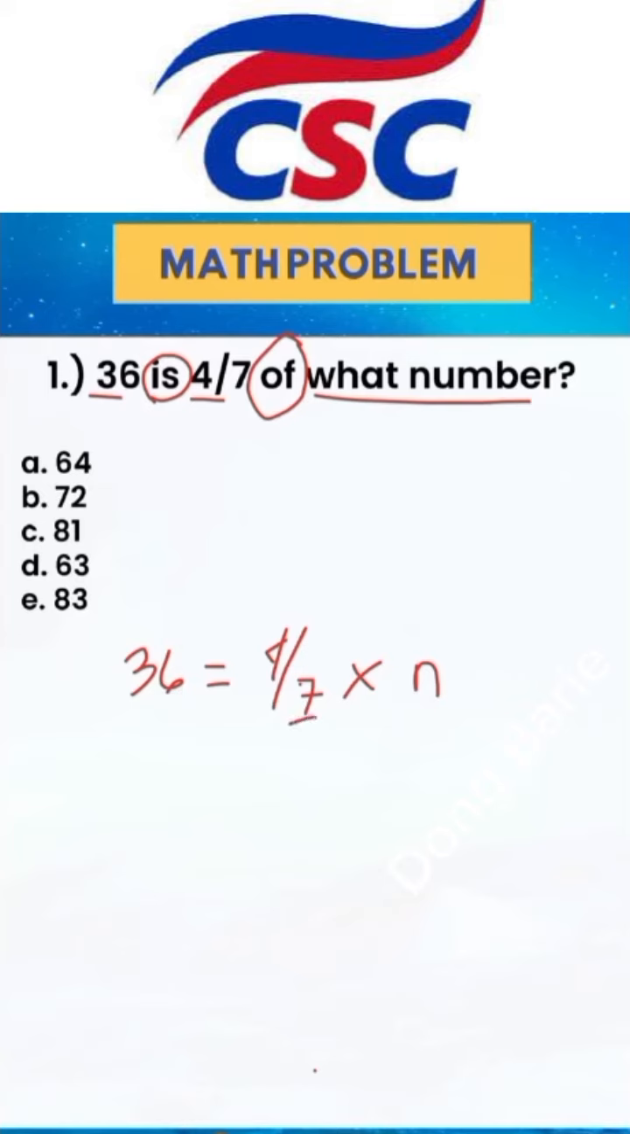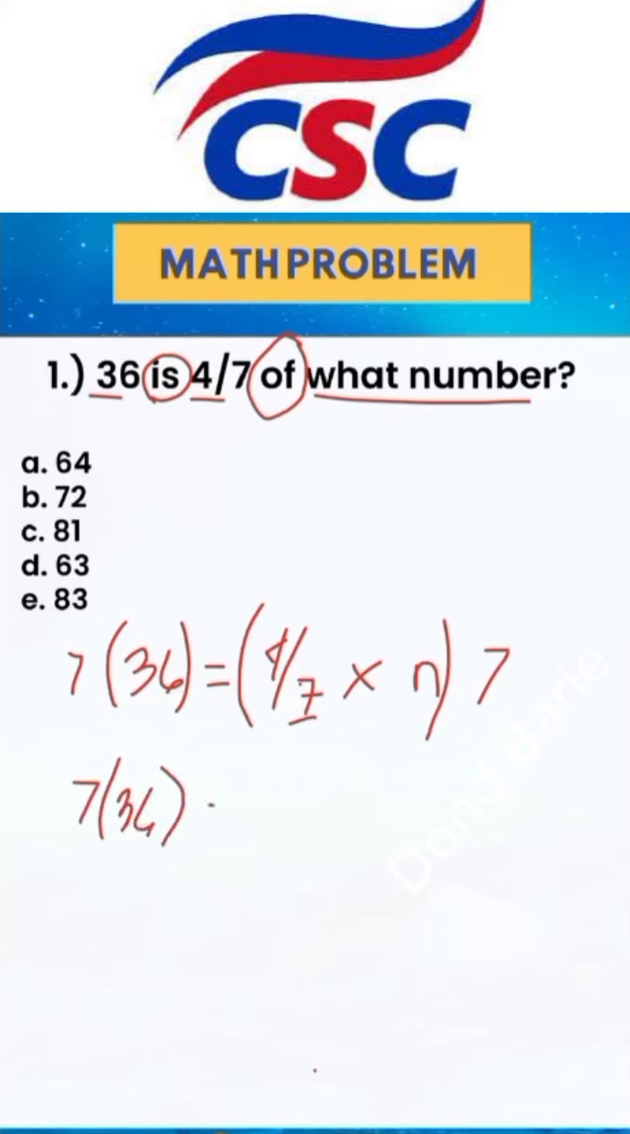Ang ginagawa ko dyan para matanggal, i-multiply ko lang sa 7. Para maalis po yung 7. So multiply nyo both sides ng 7. Okay, so 7 times 36 is equal to, cancel natin yung 7, 7, 4 times n is equal to 4n.